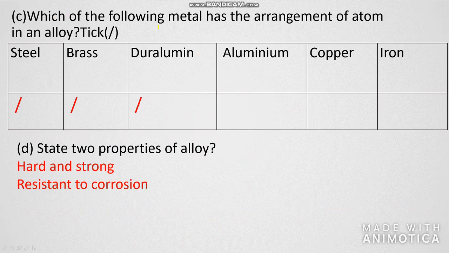Next, which of the following metal have the element or atom in alloy? So alloy yang kita pelajari iaitu 5 jenis steel. So ini betul, brass betul, duralumin betul, aluminium bukan, copper bukan, iron juga bukan. Dan dua jenis alloy yang lain ialah bronze and also pewter. So D, step 2 property of alloy. Apakah ciri-ciri alloy? Saya dah ulang banyak kali, is it hard and strong and also resistant to corrosion, tahan karat.